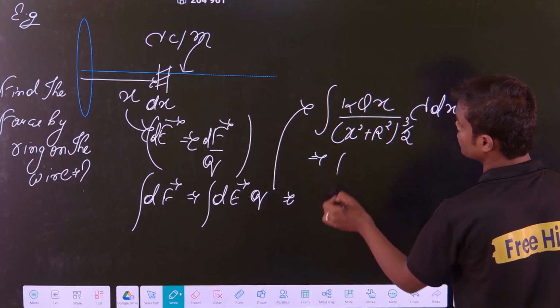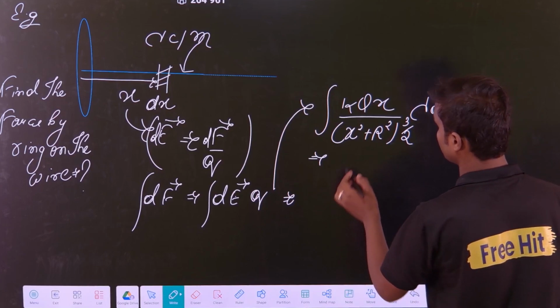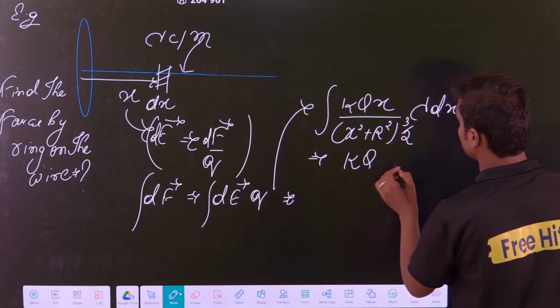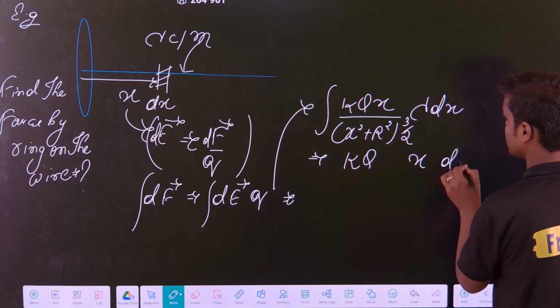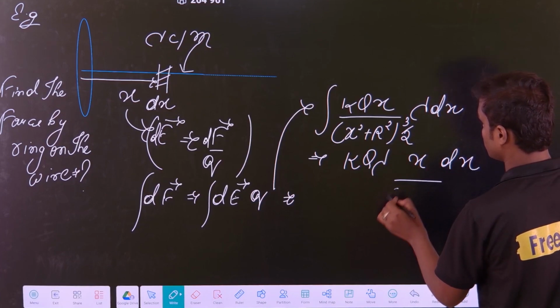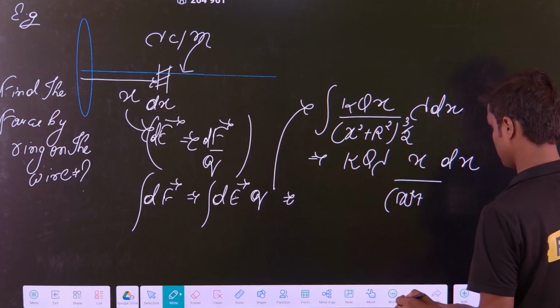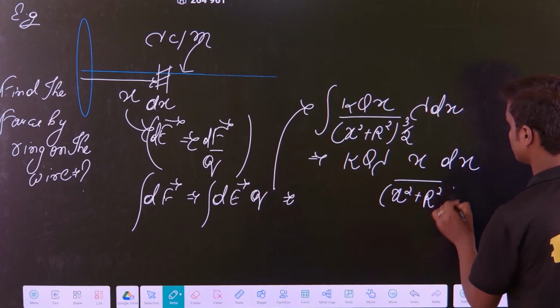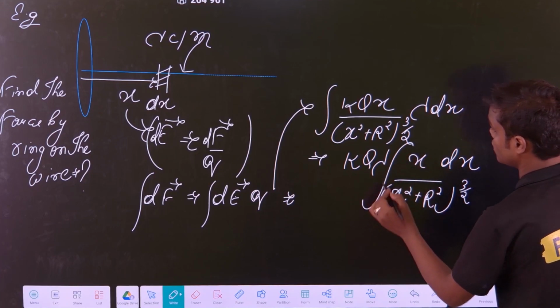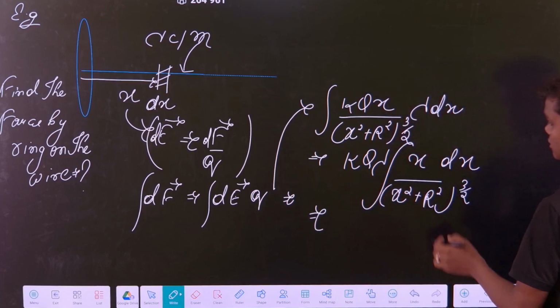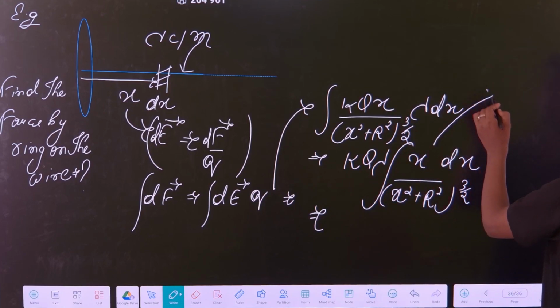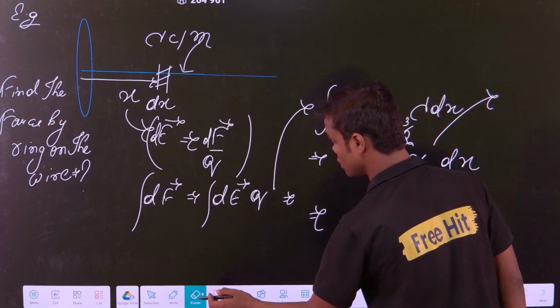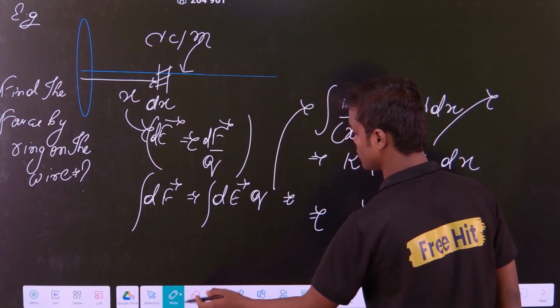Is x a variable or constant? It is a variable because that x will vary. So this will become k q x dx, that is lambda upon (x square plus r square) to the power 3 by 2, and we have to integrate this. To integrate this type of integration, there is a special rule. You have to use the substitution method.